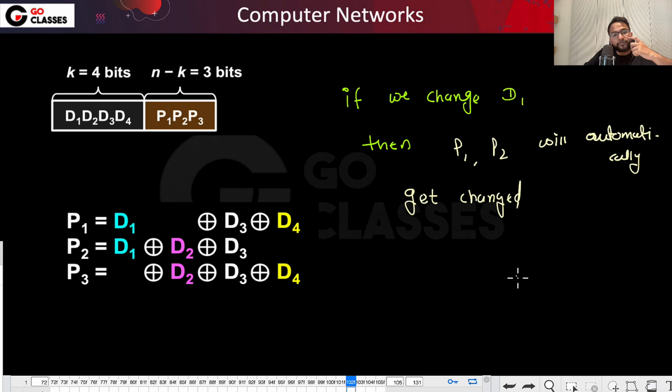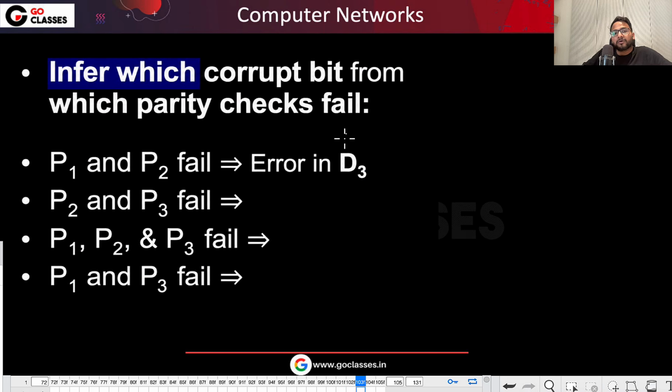The distance will be 4, which is fine. D3 will be changed, and the three parity bits will be changed, so the total distance will be 4, but the minimum will always be 3. Even if you change any of the data bits, more than 1 parity bit has to change, which means the 3 distance is automatically maintained. Let me give you an example. Then, how to correct?